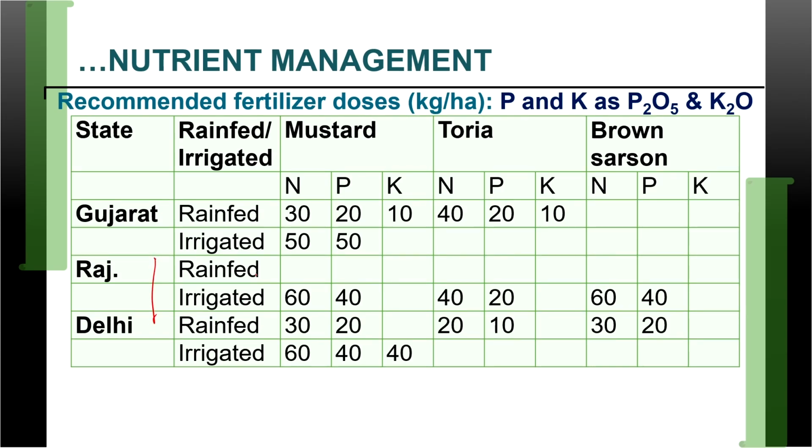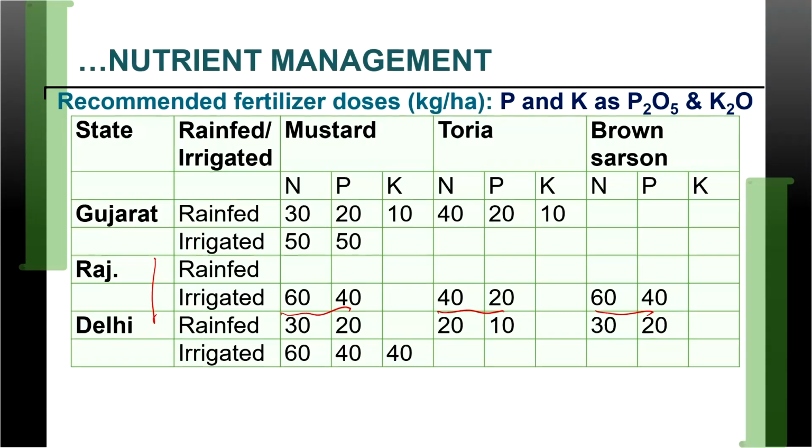For Rajasthan you have rain-fed condition or irrigated condition. For irrigated condition, 60 kilogram nitrogen, 40 kilogram P2O5 for mustard. For Toria 40, 20. For brown sarso 60, 40. So here potassium is not recommended. Perhaps those soils have a good amount of potassium. Then in Delhi it is 30, 20 for rain-fed condition of mustard. For irrigated condition of mustard, 60, 40, 40.